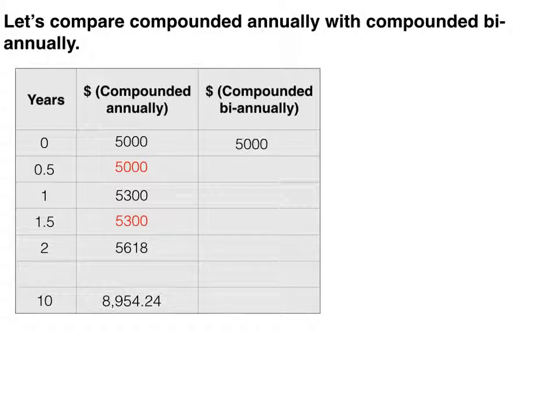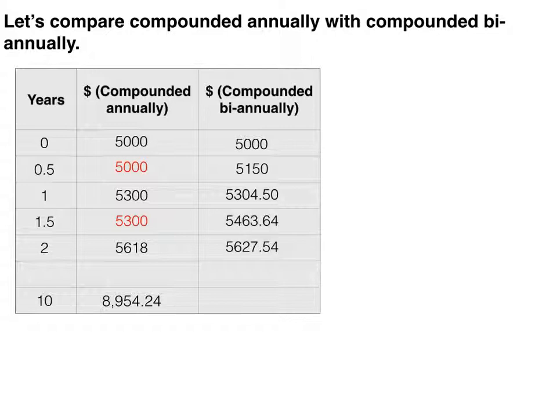Let's contrast that to what happens when we compound it biannually. Well, we start off with $5,000, but after a half year, we have earned some interest. $5,150 is how much we have in total, because we've earned $150 of interest. And now we're getting interest on top of that $150. So now we have $5,304.50. Notice that we have $4.50 more than when we just compounded annually.